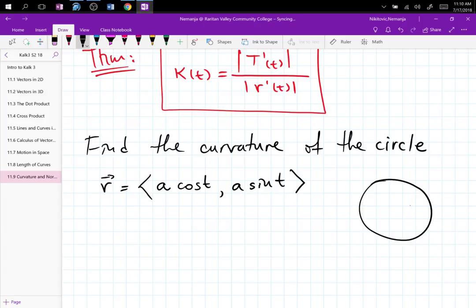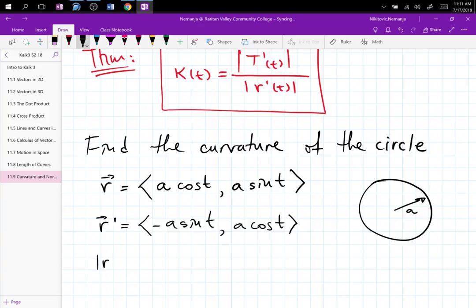So now what I'm talking about is the circle of radius a, and I just want to figure out its curvature. Well, we need to figure out our tangent vector. So for the tangent vector, we need our r prime. So r prime is going to be negative a sine t, a cosine t. So that's our r prime.